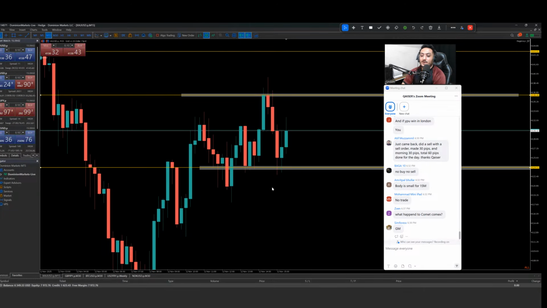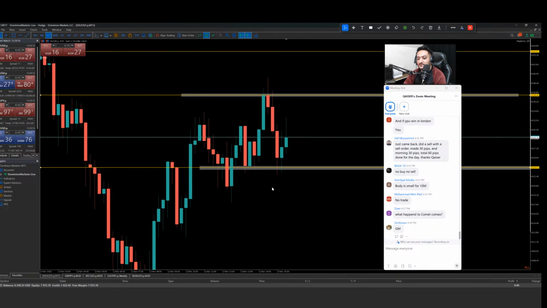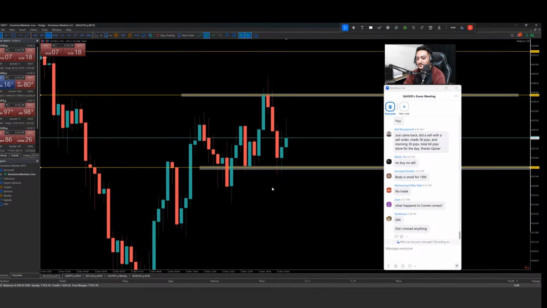What happened to COMEX? We forgot about COMEX. COMEX is already open. It opened at 6:20 of my time, right after 20 minutes of the NY open. It's the time when the gold market opens in the US.